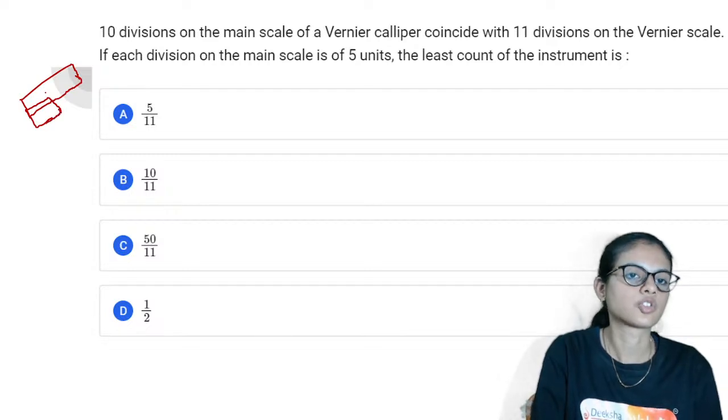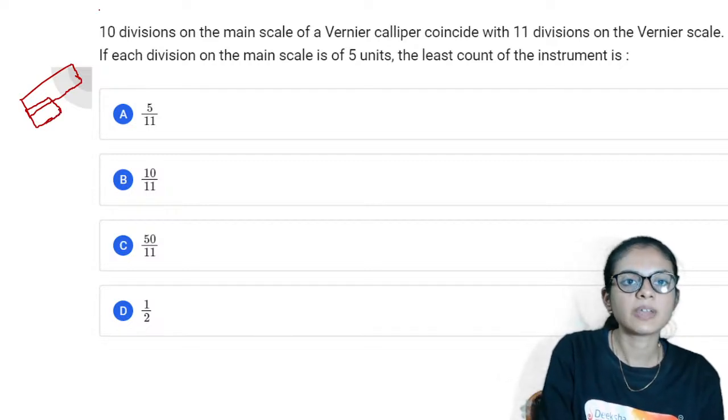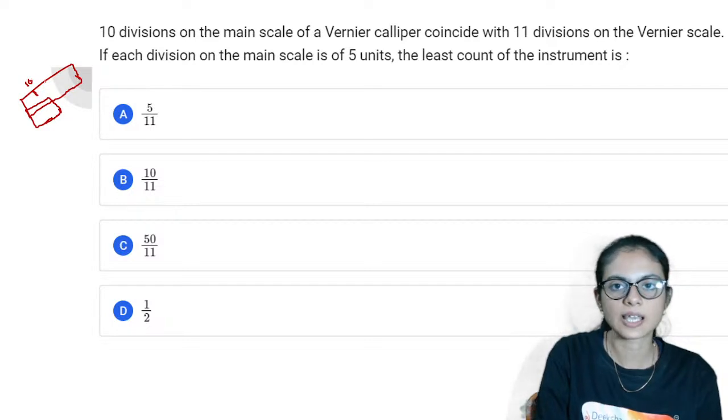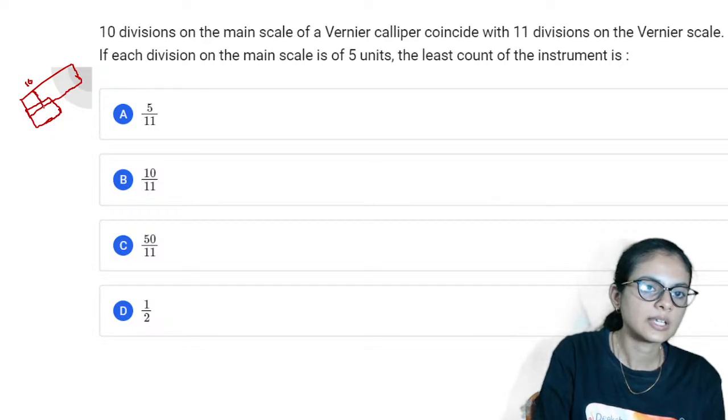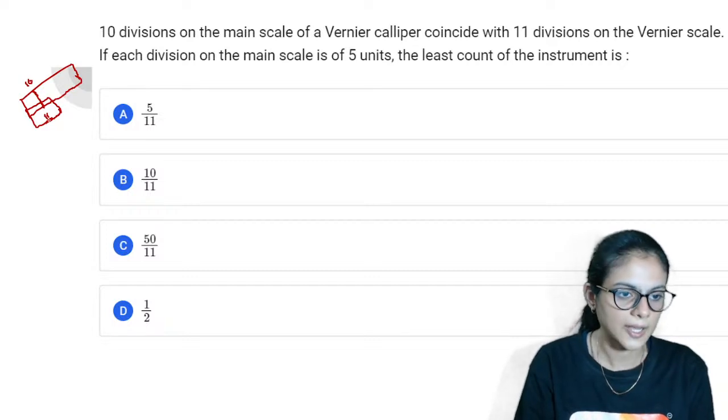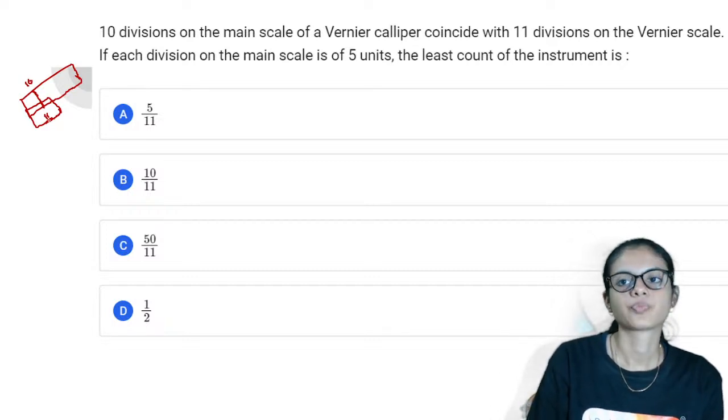This will be the structure of vernier calipers. On the main scale, let's consider this is the 10th division of the main scale, and it coincides with the 11th division of the vernier scale. So if you see this, it coincides with the 11th division of the vernier scale, right?